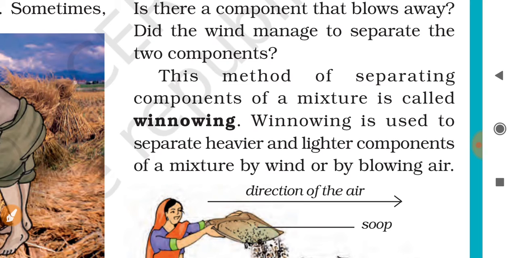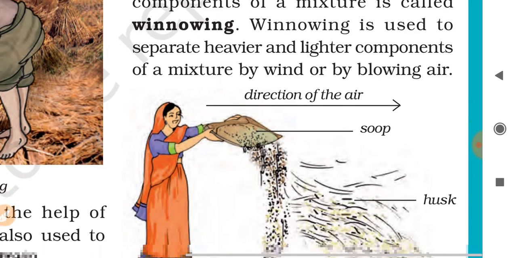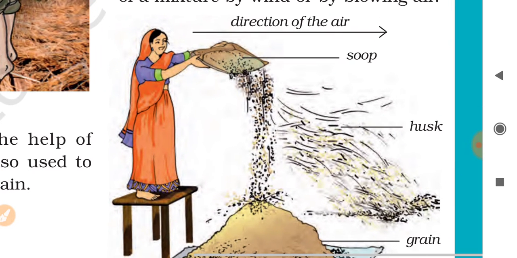Winnowing is used to separate heavier and lighter components of a mixture by wind or by blowing air. So, mainly winnowing is used to separate heavier and lighter components. If a mixture has heavier and lighter components, such as sand and leaves, we use winnowing. You can easily see it in your home when the grains, mainly wheat and rice, have to be separated. This method is used in your home or in your village also.